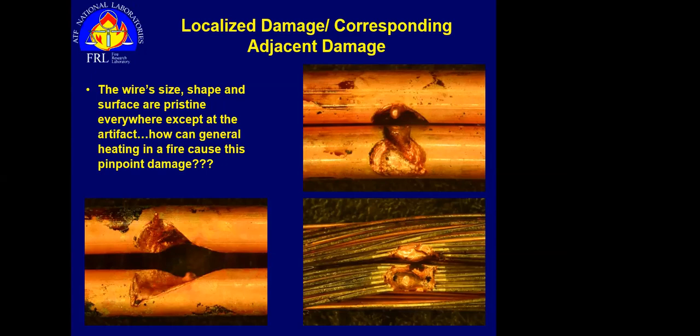So you can see in the bottom left, we've got very pristine wiring. But you'll see there's lines that run the length of the conductor from side to side. We've got a very sharp line of demarcation.